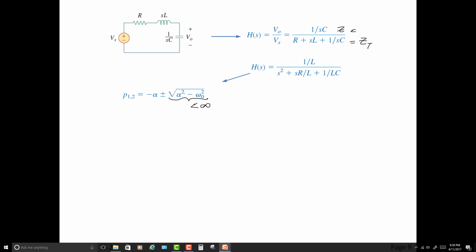Sign and look and see if the square root of that is ever bigger than this, right? In this case, alpha is R over 2L, and omega 0 is 1 over square root of LC. We've done all this before. As long as you set numbers that make this true, you're in good shape.